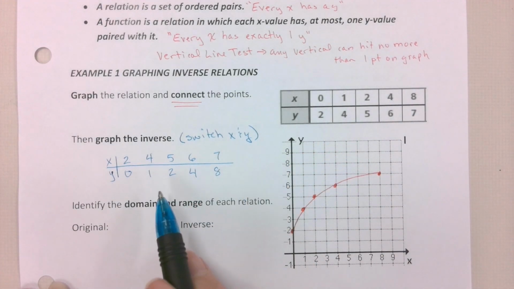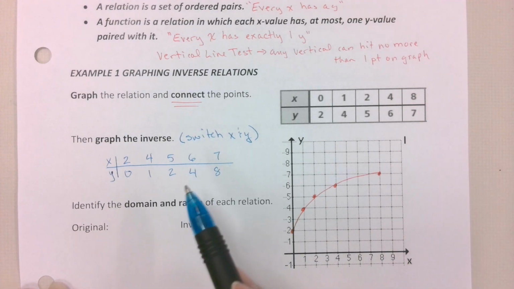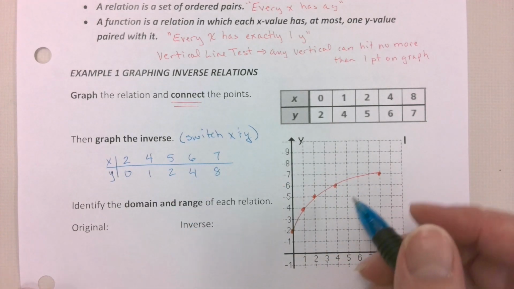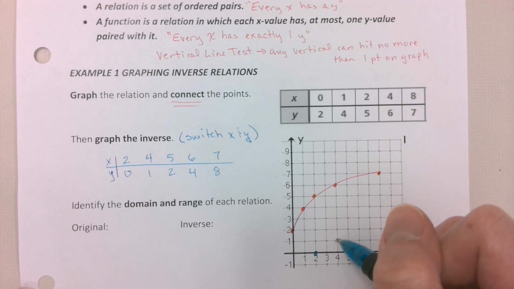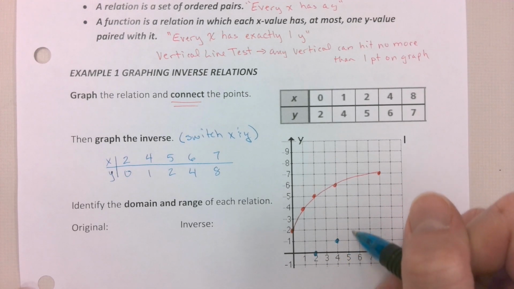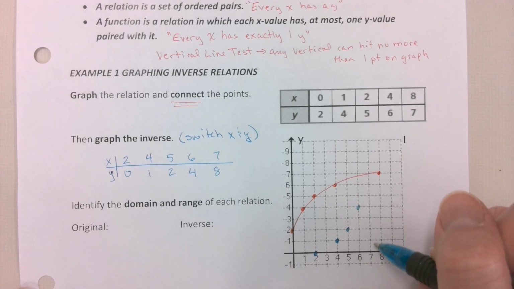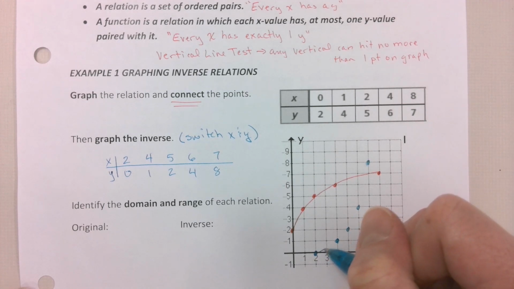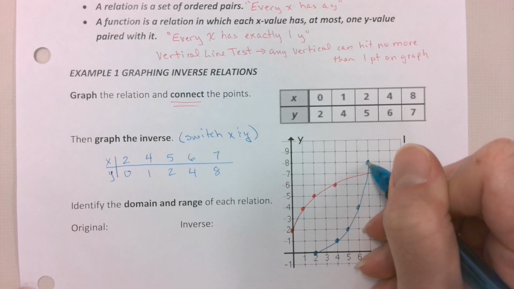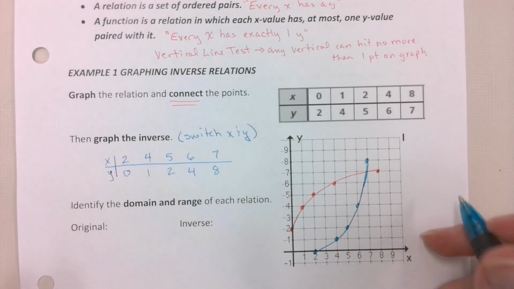I think it's worth a double check to make sure you really did flip them and you didn't just rewrite something. And then go ahead and graph these ordered pairs and again connect the points. So I'm going to start at 2, 0. So we can see that reflection idea. Go to 4, 1, 5, 2, 6, 4, and that last jump is 7, 8. And again, I'm going to connect my first point to my last point. And that is what the inverse looks like.